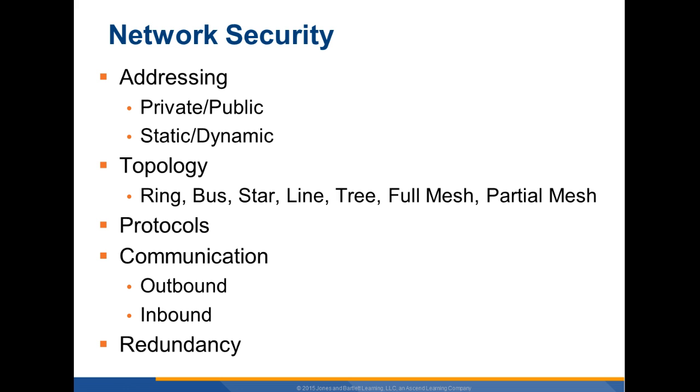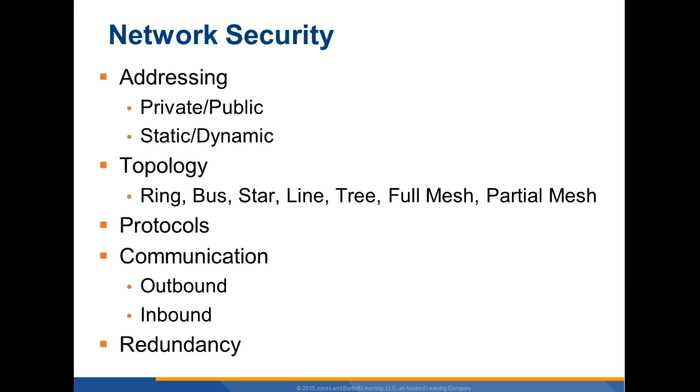Some concerns here: addressing. We have private and public addressing, as well as static and dynamic. Of course, the private and public would be separated or differentiated by perhaps a network address translation. NAT would be used to keep the public IP address different from all the private IP addresses behind it.